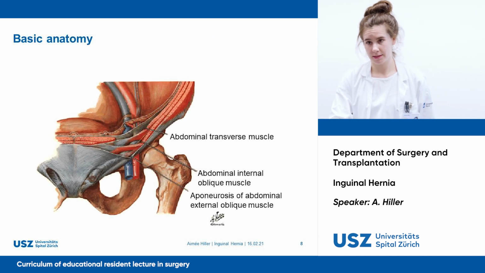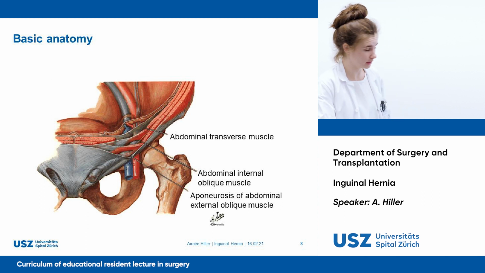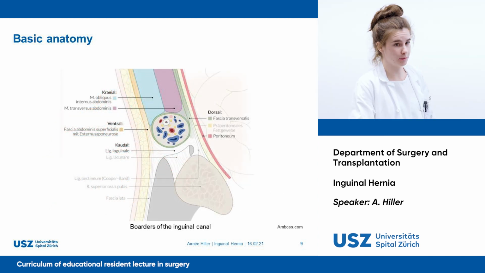Now it's crucial to understand the basic anatomy if we talk about this topic. So here you can see a picture of the abdominal wall. Firstly we have the aponeurosis of the external oblique muscle, then the internal oblique muscle, the transverse muscle, then follows the fascia of the transverse, and then the peritoneum. And the same from a sagittal point of view. So again, the aponeurosis of the external oblique muscle, the internal oblique muscle, the transverse muscle, the fascia, and then the peritoneum.